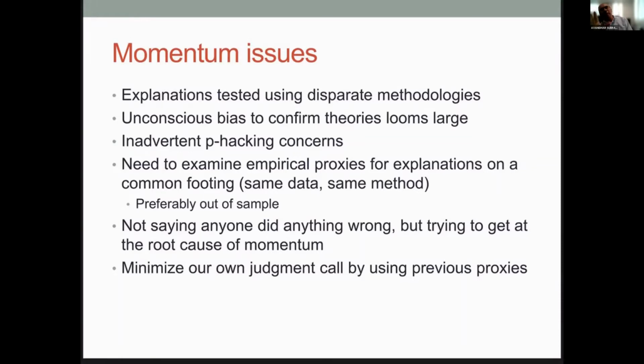So what's really needed in this particular case is that we need to examine the empirical proxies for the explanations on common footing. That is, say, use a common method to test all the 6 explanations and the same exact data, right? And preferably, you should test the whole 6 stories out of sample, right? Not in the sample that was used to confirm the theory, which is important because otherwise you'll be susceptible to the notion that you're not going to be able to tell which one's better. So our goal here is to figure out which of these explanations is in fact the true explanation.